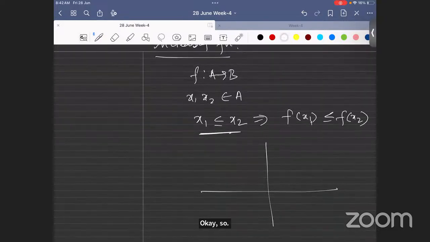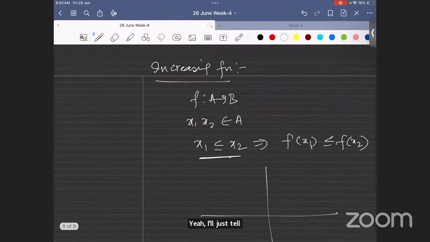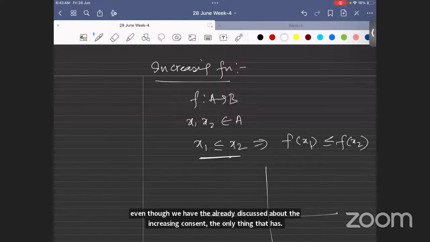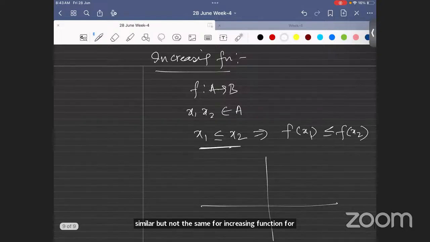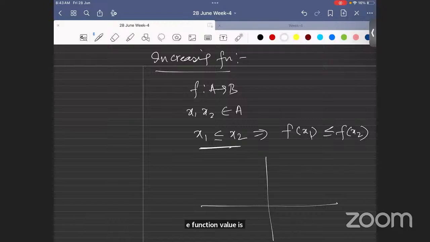We have already discussed the increasing function, and whenever you see strictly increasing, it's almost similar but not the same. For an increasing function, for some interval the value can be the same. We have x1 less than or equal to x2, so there can be some interval where x1 and x2 are different but the function value is the same. But it can't decrease. Are you able to understand this? Are you able to hear me? Yes, we are.